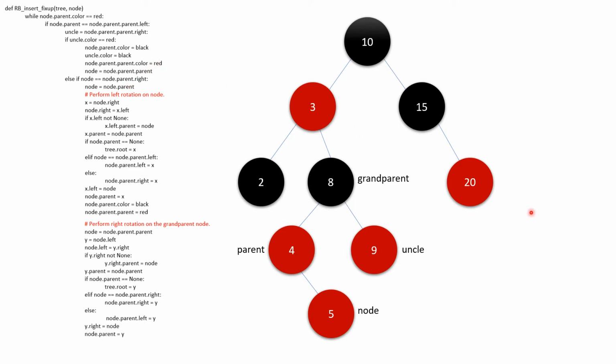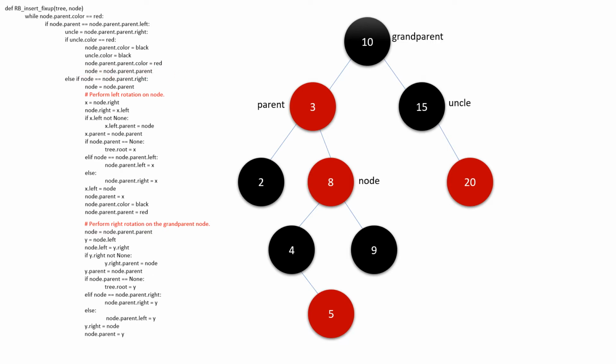So we're going to change the parent to black. We're going to change the uncle to black. And we're also going to change the grandparent to red. And then we're going to come to this line, which is where we're now making the grandparent the node that we're going to be focusing on and working on. So let's do that.